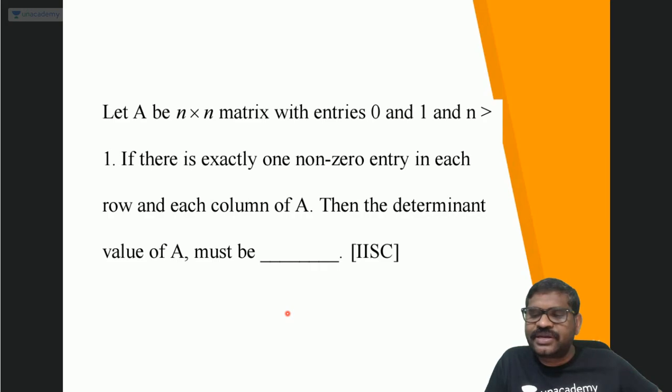Observe here. You need not take n cross n matrix. By examining 2 cross 2 or 3 cross 3, you can get the answer. You should not take 2 cross 3, Mr. Pathak. Determinant value does not exist for a non-square matrix. Okay? Determinant exists only when the matrix is square. Okay, now come here.